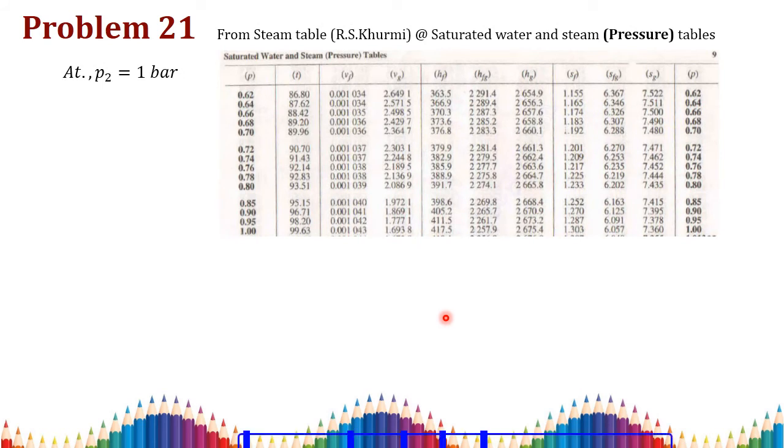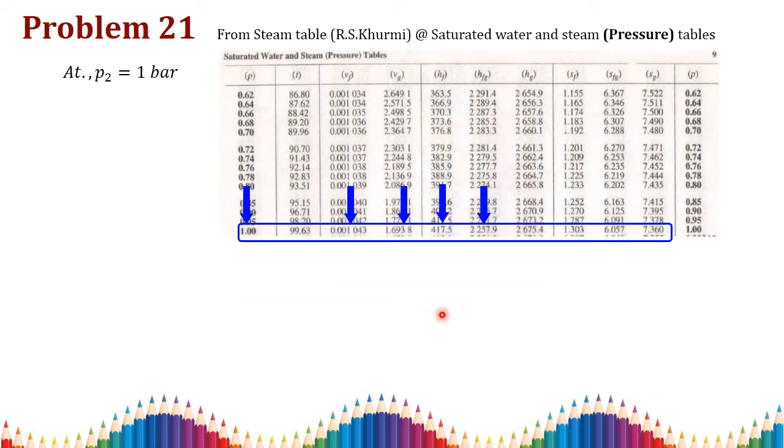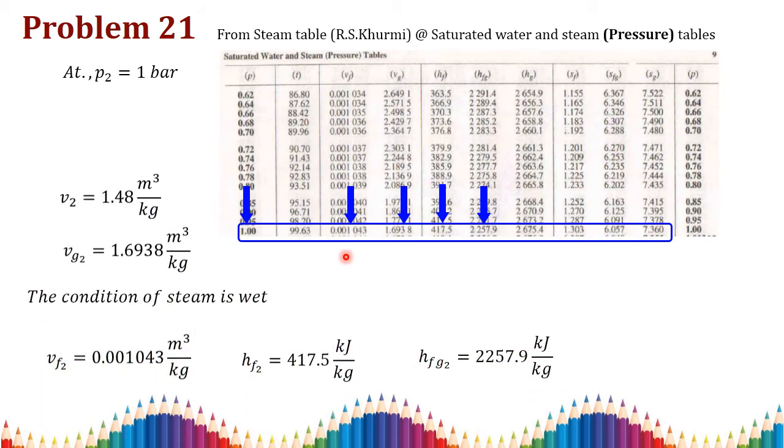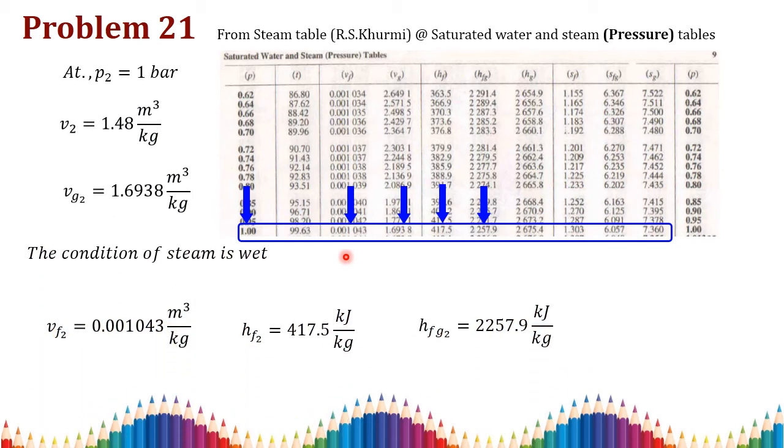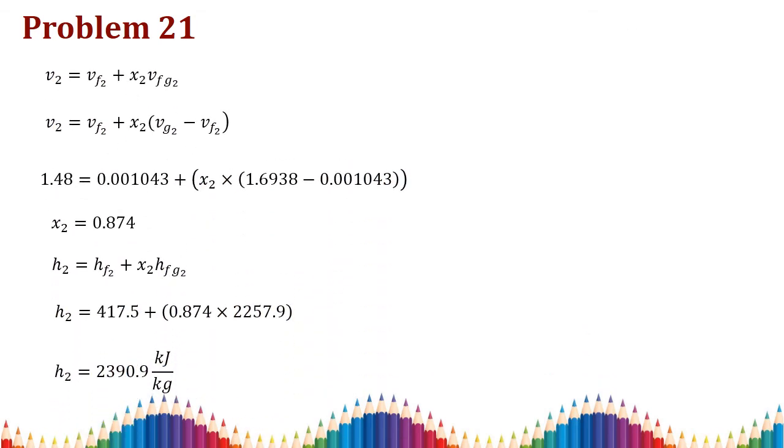And again at the pressure P2 is equal to 1 bar, again I am going for the pressure table. At 1 bar pressure I am taking out the Vg value. Taking out the Vg value, because we know V2 from the polytropic relation, V2 is equal to 1.48 meter cube, so I am comparing with Vg. So Vg is 1.6938. So again the condition of the steam is wet here, because the given V2 is 1.48, which is less than 1.6938. So V2 is less than Vg2. So the condition of the steam is wet. In this case I am taking out Vf2, Hf2 and Hfg2 to find your X2 value and also the H2 value. So V2 is equal to Vf2 plus X2 into Vfg2, as we all know, to find X2.